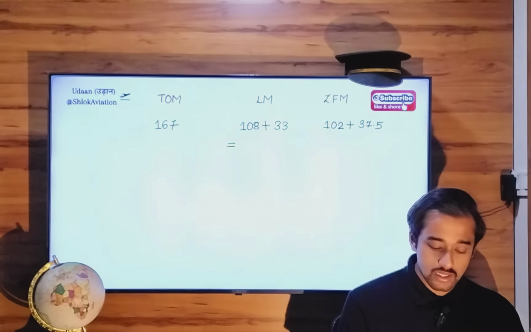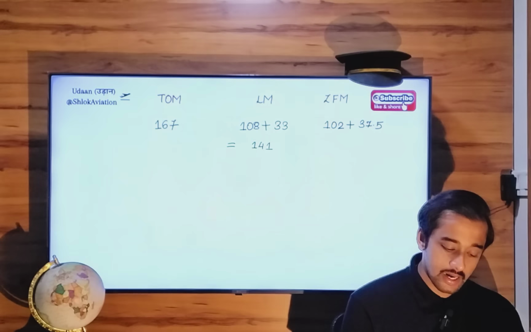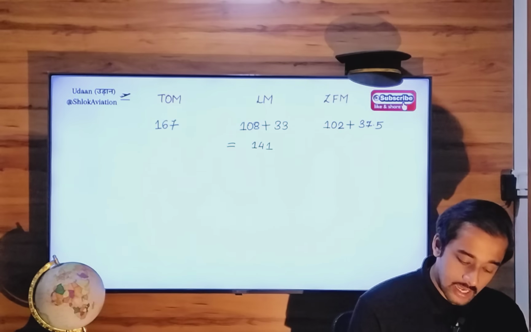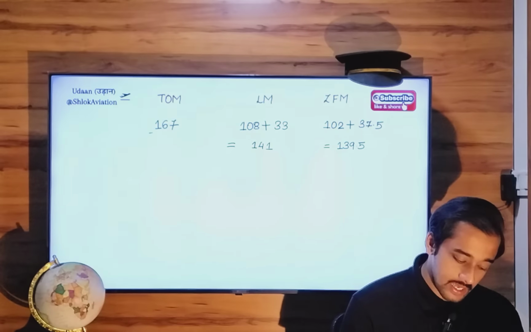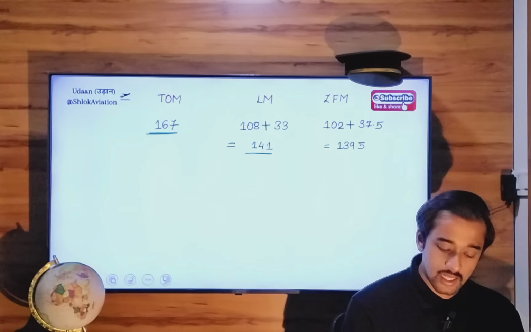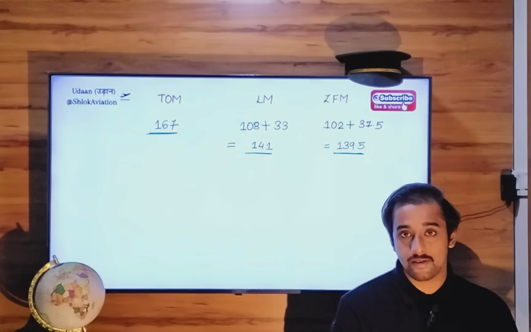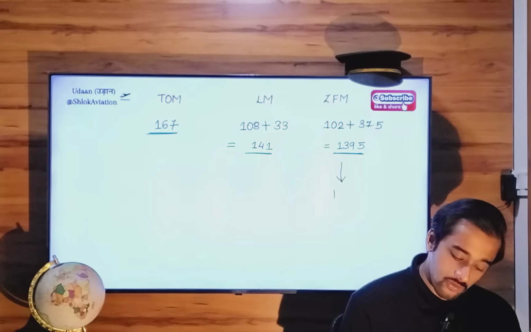So 108 plus 33 is equal to 141. 102 plus 37.5 is 139.5. Now out of these three takeoff values, you have to select the value which is the least in number, and that is your 139.5. So this becomes your regulated takeoff mass.